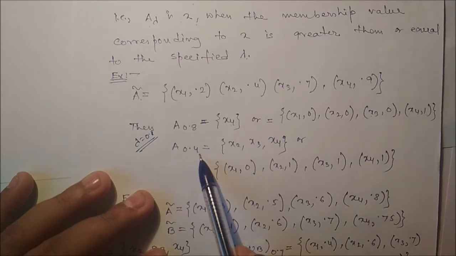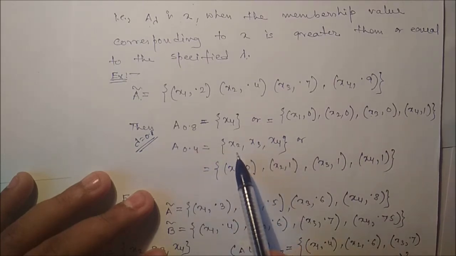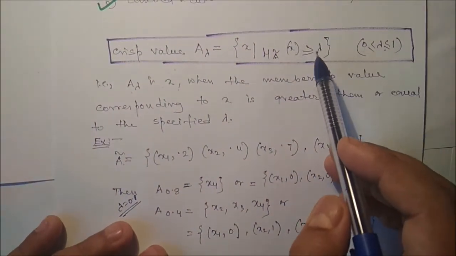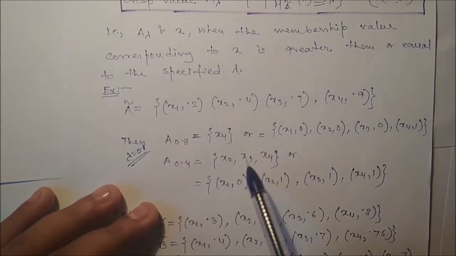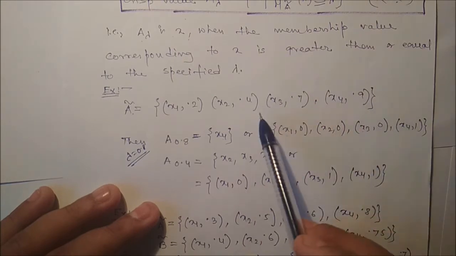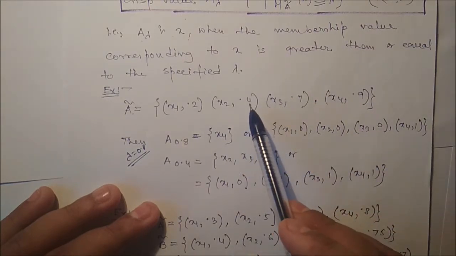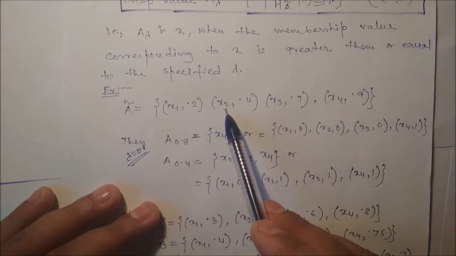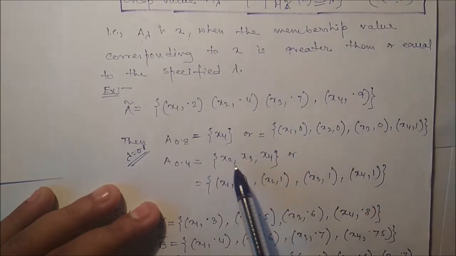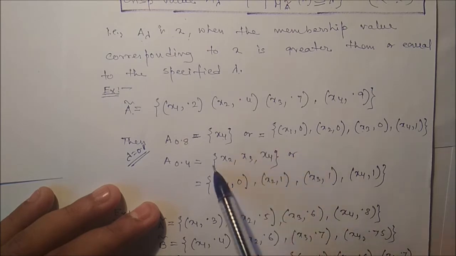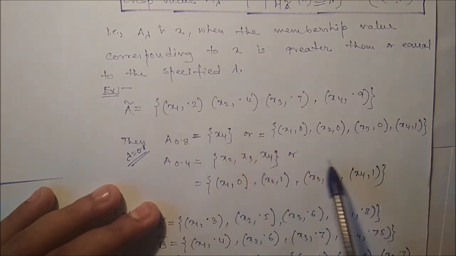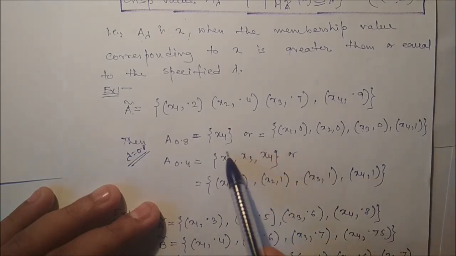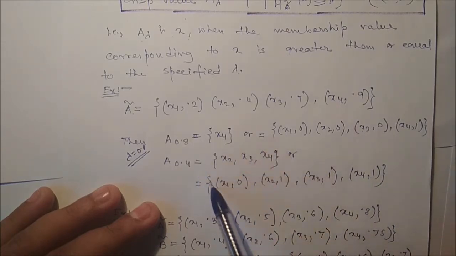Similarly, if it is A 0.4, lambda is 0.4, so it is greater than or equal to lambda. We have to identify the elements whose membership values are more than or equal to 0.4. So the answer will be x2, x3, x4. We can represent it this way: x1 0, x2 1, x3 1, x4 1. So this is nothing but our Crisp set. It is not a fuzzy set.